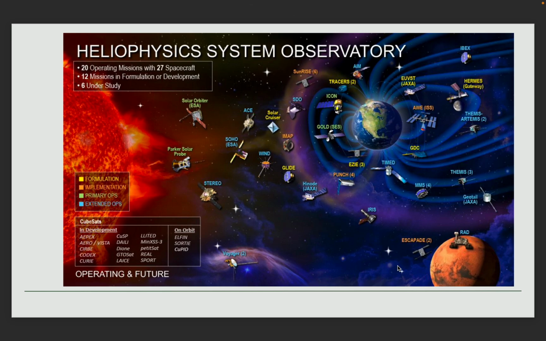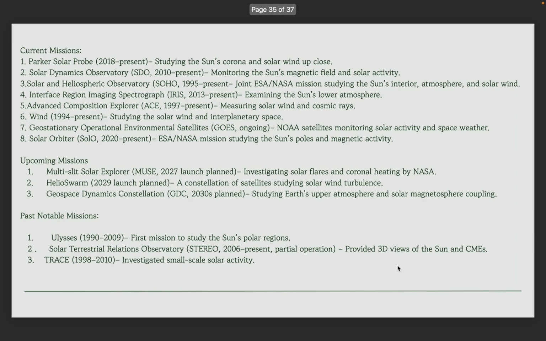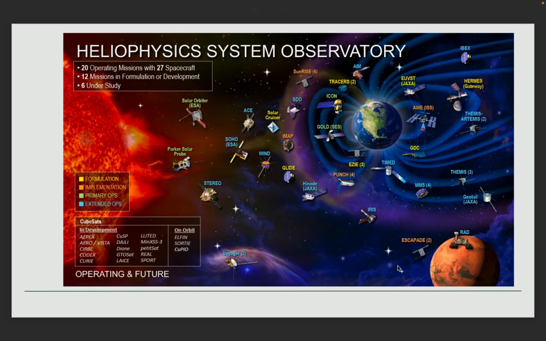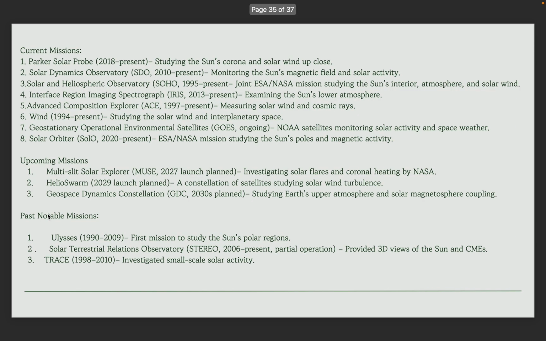Now we are near to closing the discussion of the sun. Now we will just see what the solar missions regarding the sun are. There are about 20 operating missions with 27 spacecraft around the sun, 12 missions are in formulation or development, and 6 are under study. Here I am listing some notable missions about the sun.